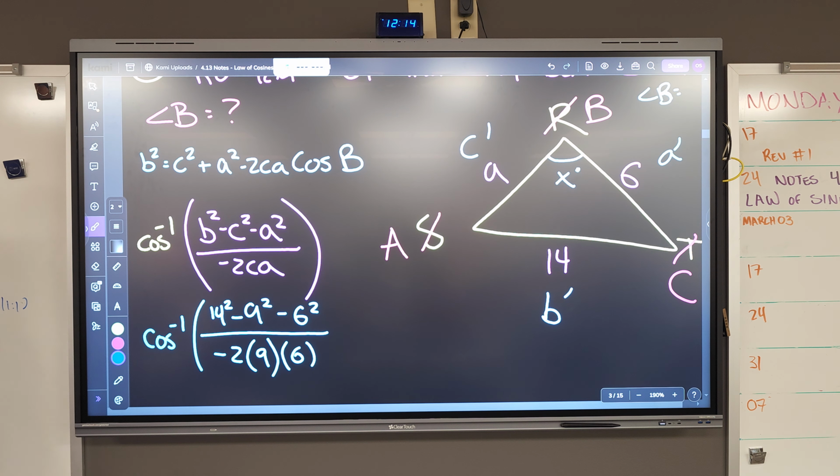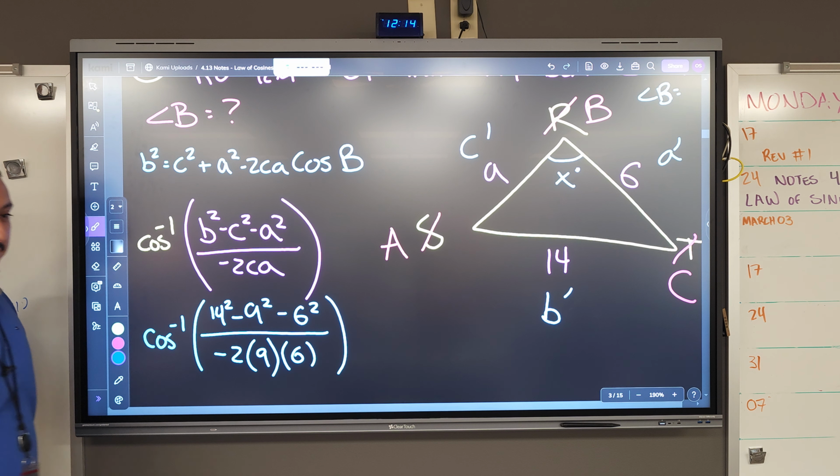My nine does look like an A. I keep thinking it's an A. It's a 6 to 9.